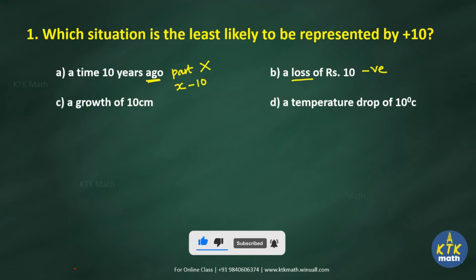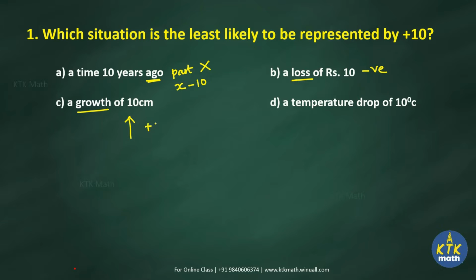And C, a growth of 10 centimeter. So growth is nothing but something is increasing. So this is going to be positive situation. Don't think that when you get option C as correct, you won't even look at D. Don't make that mistake. You need to observe all four options. So check D also. A temperature drop of 10 degrees Celsius. Drop means it is reducing. So this one is also negative. Therefore, the correct answer for the first one is option C, growth of 10 centimeter.